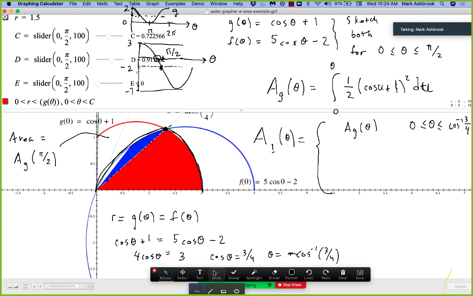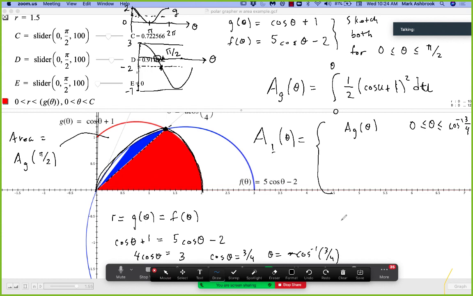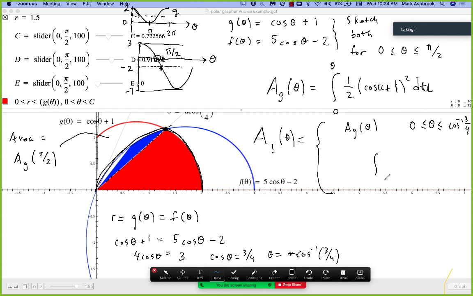So how will we do that? A sub g of arc cosine 3/4 plus the integral of arc cosine 3/4 to theta. So now we're going to start accumulating from arc cosine of 3/4 to theta. And then what will our rate of change for that one be?